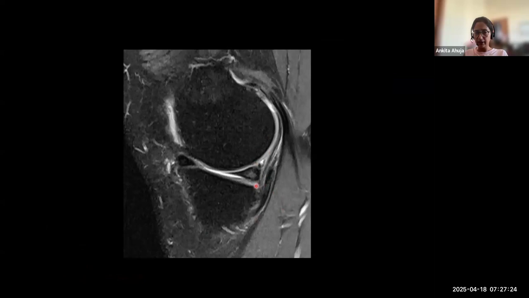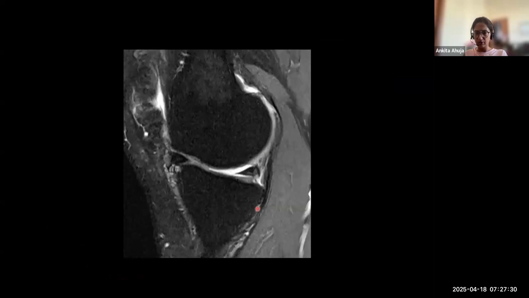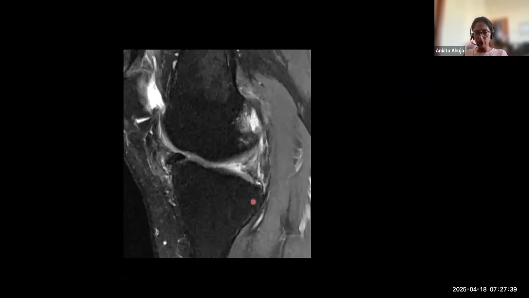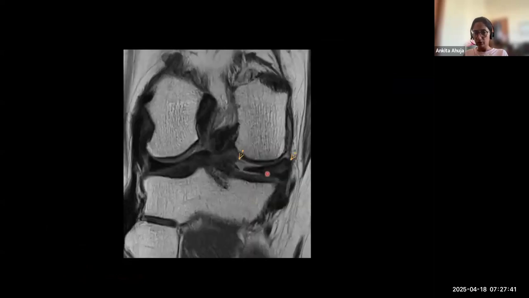Then let's see another case. So do you think you want to call this a tear on this image? No, it's not reaching up to the articular surface, right? Again, I see some signal not reaching up to the articular surface. And then you see the meniscus is not seen at all. Meniscus has gone missing. Where are you, meniscus? So you see something is missing. So this is basically missing at the root attachment. So this is your root tear, which is a type of radial tear.